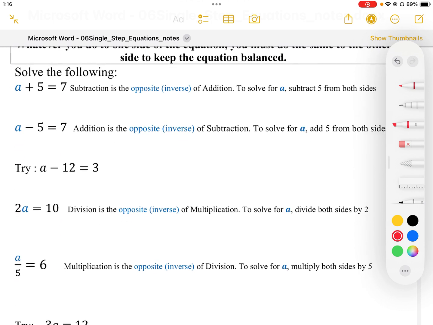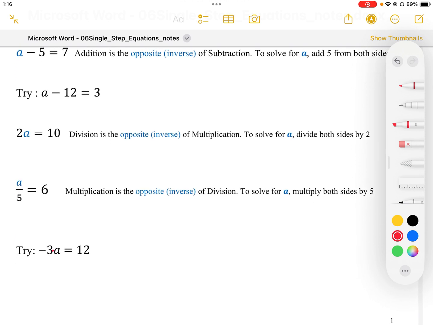A minus 5 equals 7. We have a minus, so we want to do the opposite. We need to undo it with an opposite, which is an add, or a plus 5. And again, we need to make sure we plus 5 to both sides to balance the equation and get A by itself.